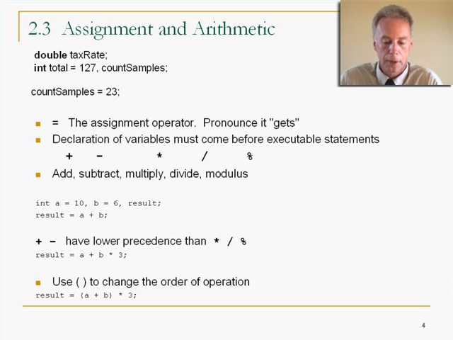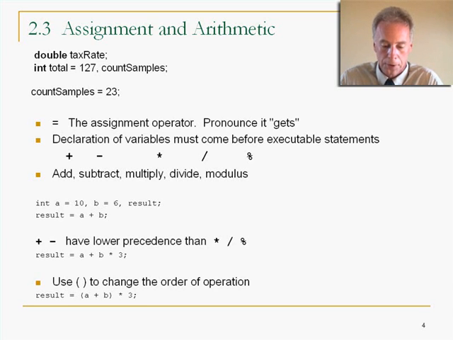And now let's look at some arithmetic that we could do with variables. The arithmetic operators in C are add, subtract, multiply, divide, and modulus. The first four will be very familiar to you, and the modulus operator we'll discuss on its own. So here's an example where we declare a variable A and put 10, and B and put 6 in that one, and another variable result.